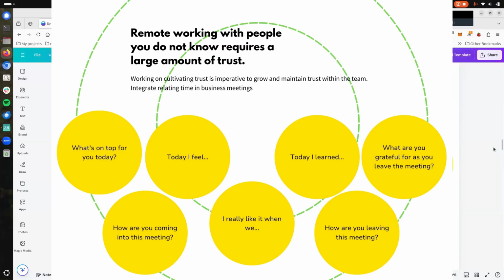So we recommend that meetings start with an introduction: why are we here, who's here, and also asking some relational questions. So what's on top for you today? Or express how you're feeling, how you are coming into the meeting, and emphasize questions that build relationship outside of the work. So even if you're there to talk about work, yes, that's accepted and that's true.